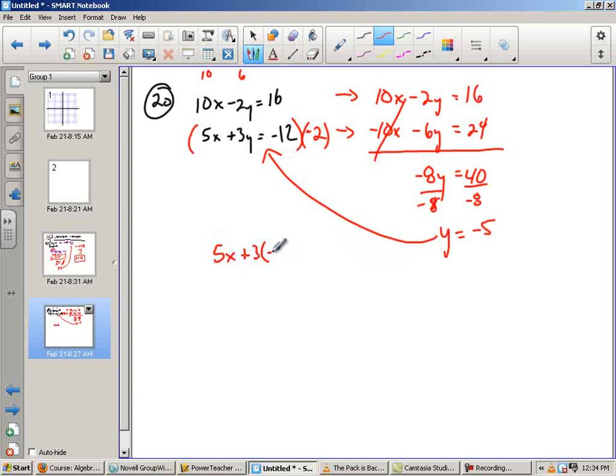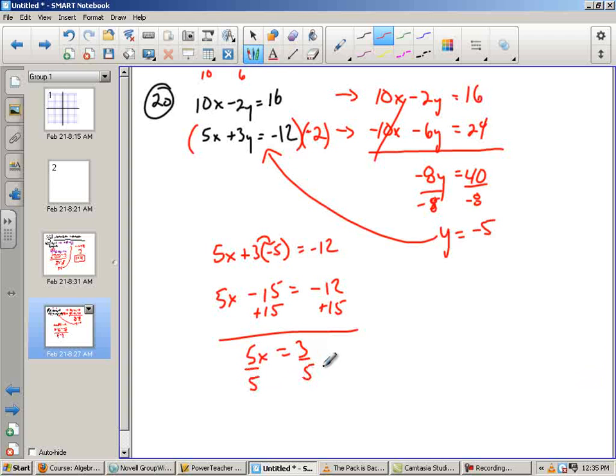5x plus 3 times negative 5 equals negative 12. And I'm going to distribute and simplify. So 5x minus 15 equals negative 12. Then I'll add 15 to get 5x equals 3. And I'll divide by 5 to get that x equals 3/5. So my ordered pair solution is 3/5, negative 5.